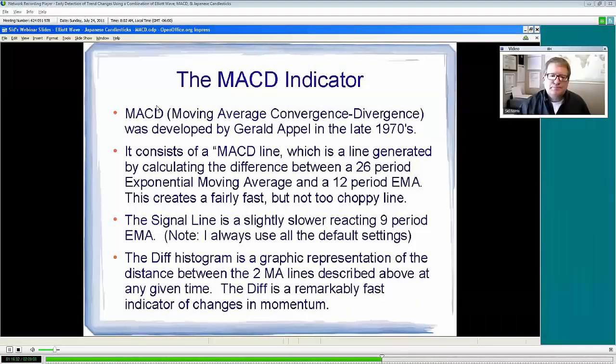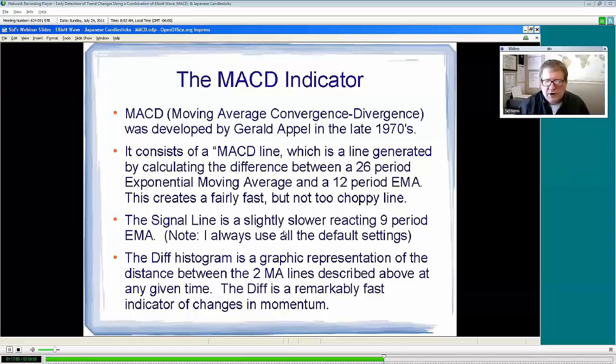MACD indicator. MACD stands for Moving Average Convergence Divergence. It was developed by Gerald Appel in the late 70s. It consists of a MACD line, which is generated by calculating the difference between the 26-period exponential moving average and the 12-period exponential moving average. This creates a fairly fast but not too choppy line. The signal line is a slightly slower reacting 9-period EMA.